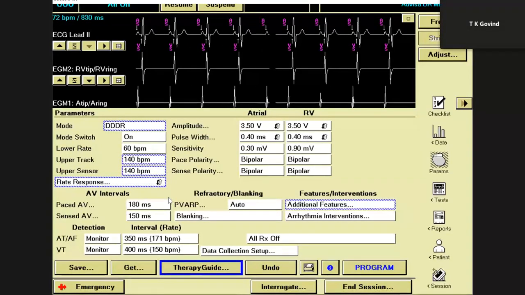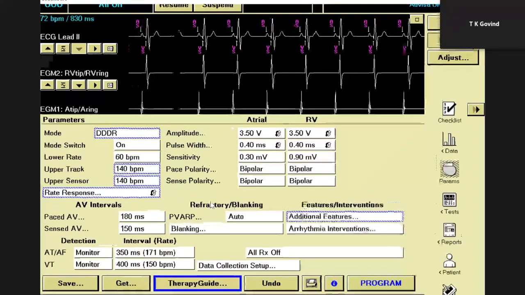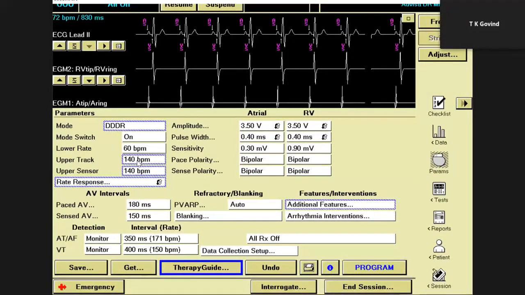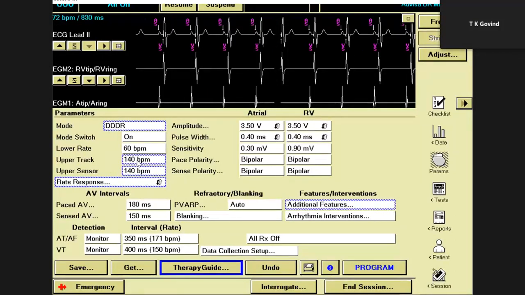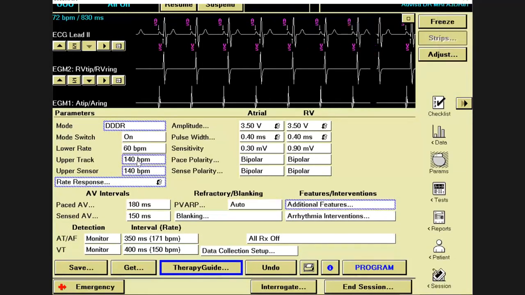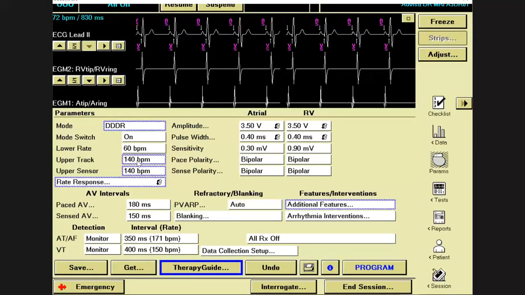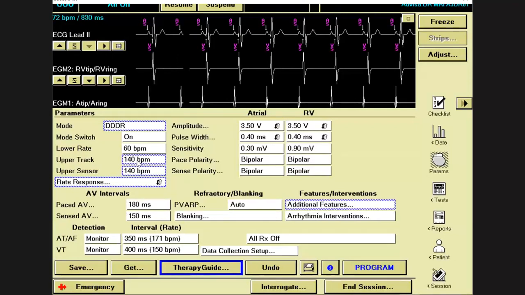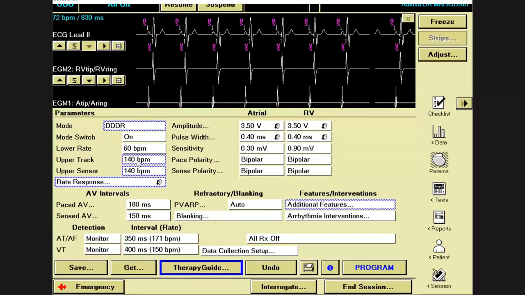So while on this, it's worthwhile. Now that's a reasonably decent discussion already that we have had as to how to program the upper tracking rate and the upper sensor rate. So while on that, it is worthwhile stretching it a little further and seeing what happens when the rate becomes significantly faster. When the sinus rate itself becomes significantly faster, then there is a possibility of a pacemaker 2:1 block. But imagine the rate has become faster, but it is not fast enough to cause a mode switch.